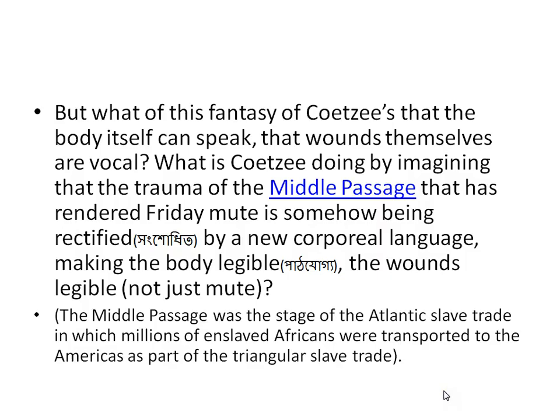Okay, so the corporal language, a new corporal language, making the body legible. The sound might be audible, okay, but the body can be legible, making the body legible.